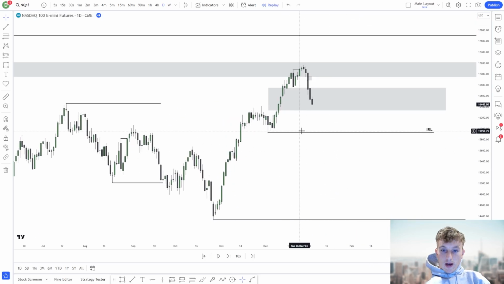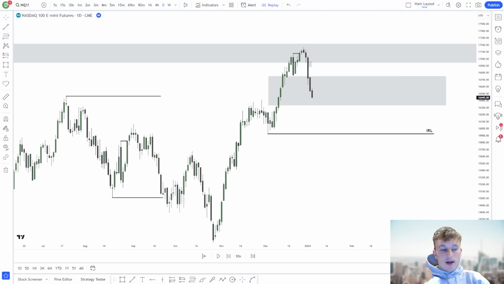Yeah, it would be great if this played out because it would just show the importance of, okay, we hit external, where are we going to go? Internal. So I hope this does play out, but obviously the weekly fair value gap would be confirmation.